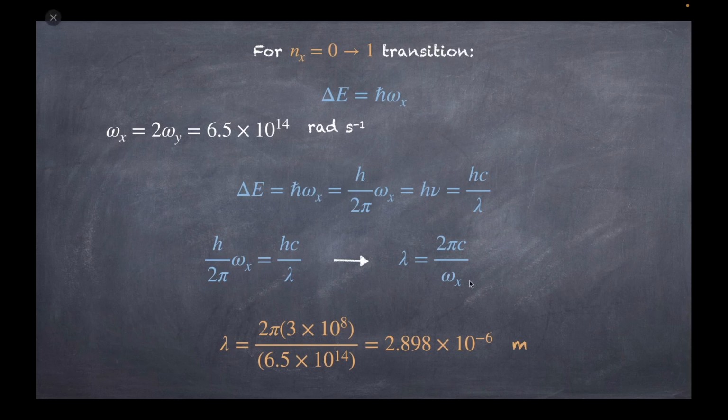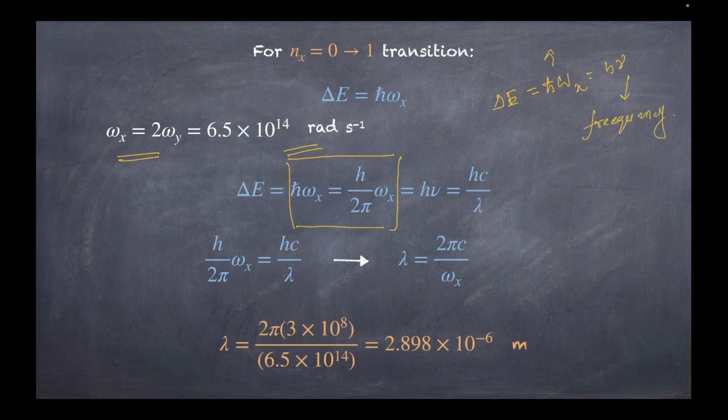Now omega x value is given here. So omega x equal to 2 omega y, which is 6.5 times 10 to the power 14 rad per second. Now let's just focus on this part. h bar omega x, that means h over 2 pi times omega x. Again the delta E, that means the change in energy due to transition, we can write as h nu, where nu is the frequency and omega x is the angular frequency.